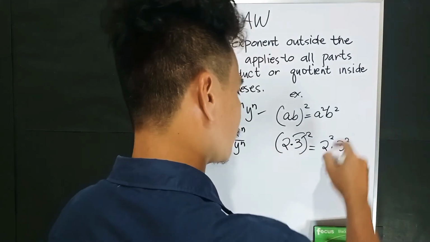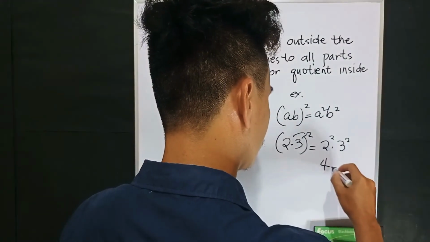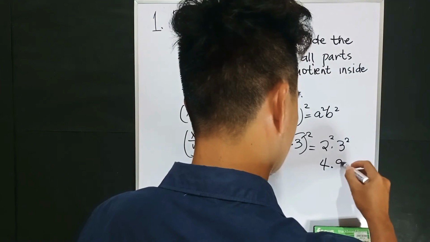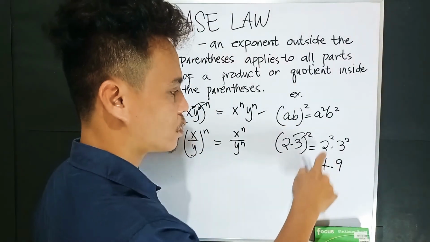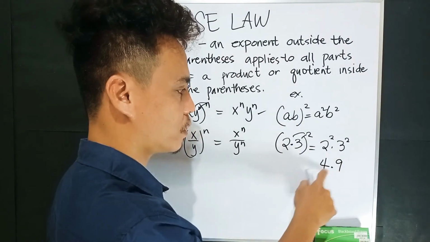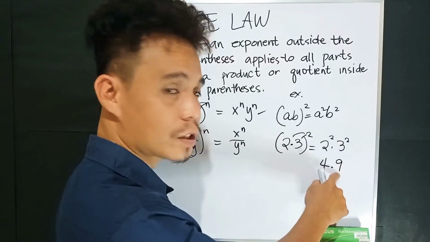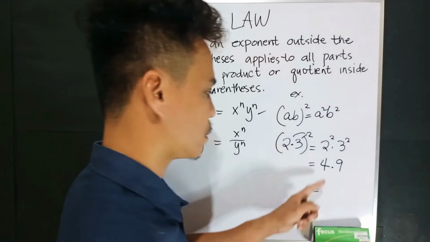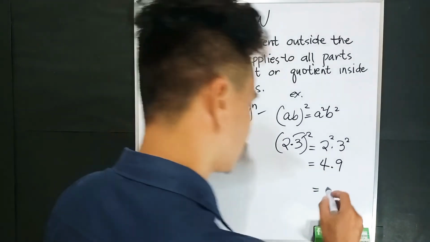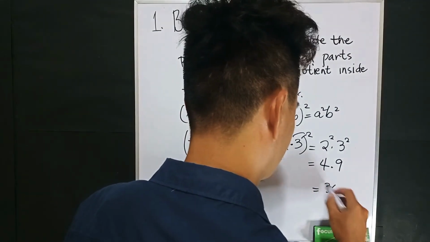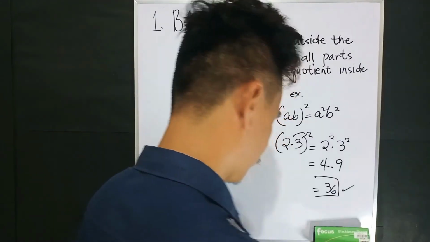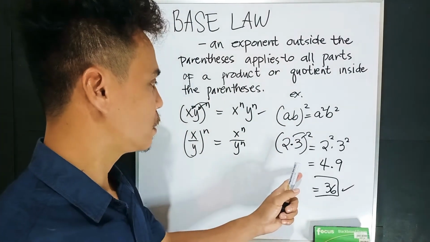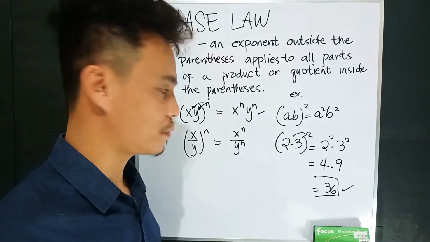So, 2 raised to 2 is 4, multiplied to 3 raised to 2 is 9. 2 raised to 2 is 4, or 2 square is 4. And 3 raised to 2 is 9. And multiply. So, therefore, our answer is 4 multiplied to 9 is 36. So, ganun yung sagot natin guys. For example, sa base law.